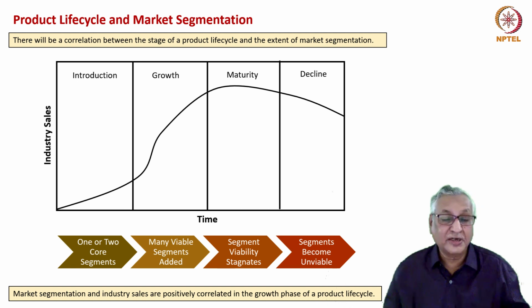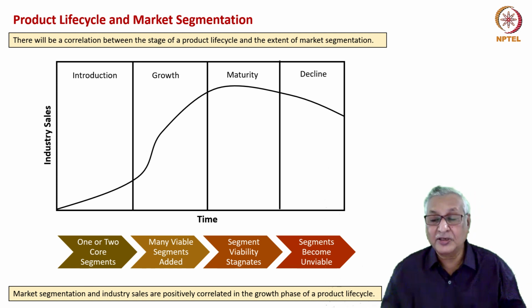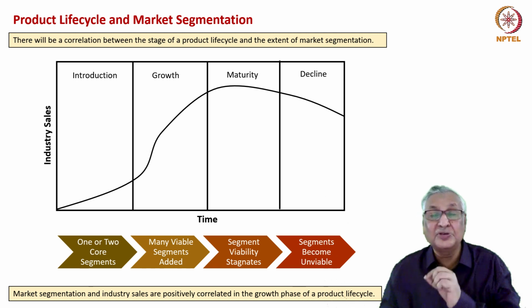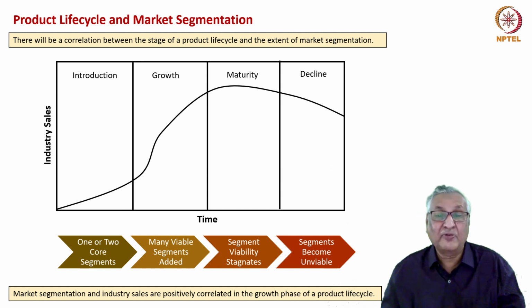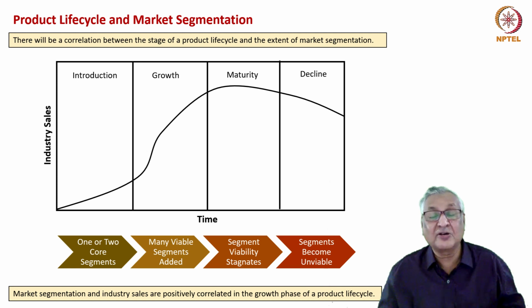Market segmentation and industry sales are positively correlated in the growth phase of the product life cycle. Growth phase is a wonderful phase where you can intensely segment a product and intensely segment a market. But what you do there has an implication when you come to the maturity phase. That's why I suppose Apple follows a minimalist strategy to power growth as opposed to Samsung. So the costs of production of an Apple phone and a Samsung phone, leaving aside the country of manufacturing economics, would always be in favor of an Apple phone.